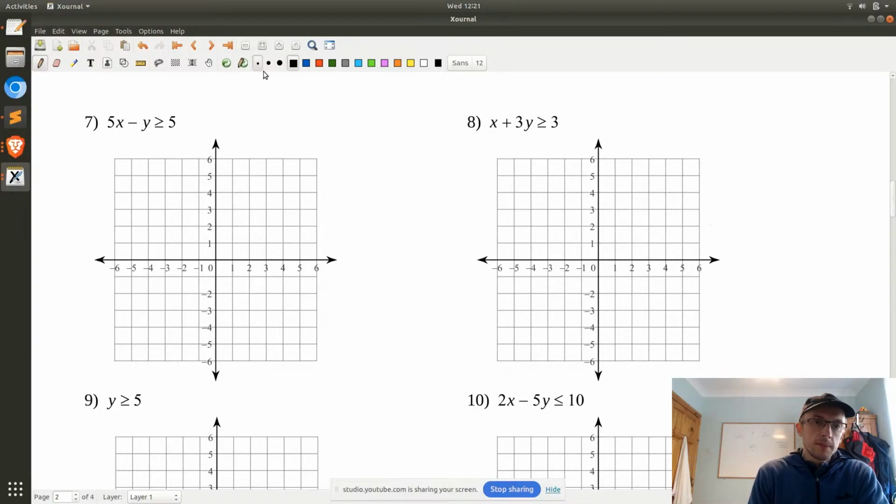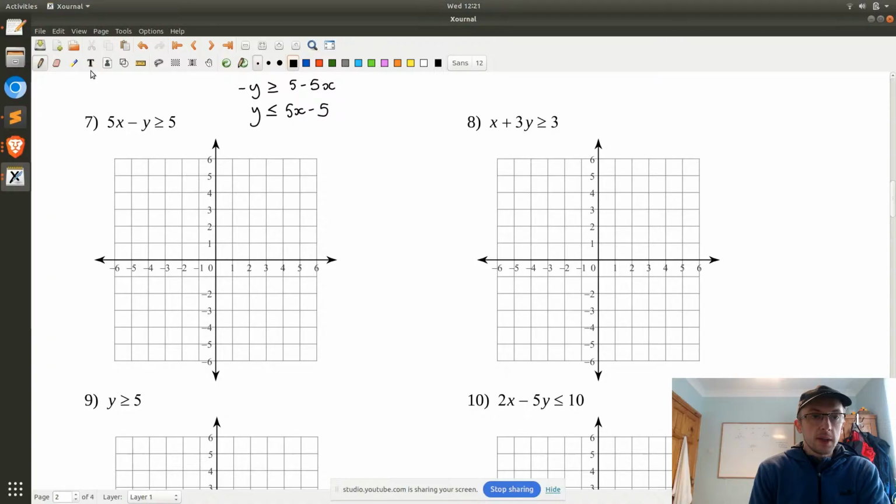This problem here, move everything over. Okay. Negative y is greater than or equal to 5 take 5x. Flip the signs of everything and thus flip the inequality. So y is less than or equal to 5x take 5.